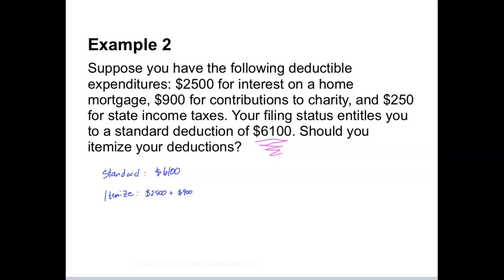All right, and then $250 for state income taxes. So that adds up to $3,650. And since you can only do one or the other, you're going to want to take the standard deduction. Yeah, you can itemize one year and do standard the next, absolutely. But you can only do one or the other in any given year.